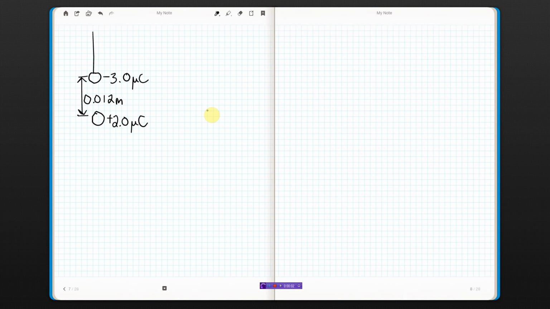Alright, this is from our electrostatics practice test. It said that there was a charge hanging from a string. Now it said negligible mass. So that means we're going to pretend that these have no mass at all, okay?